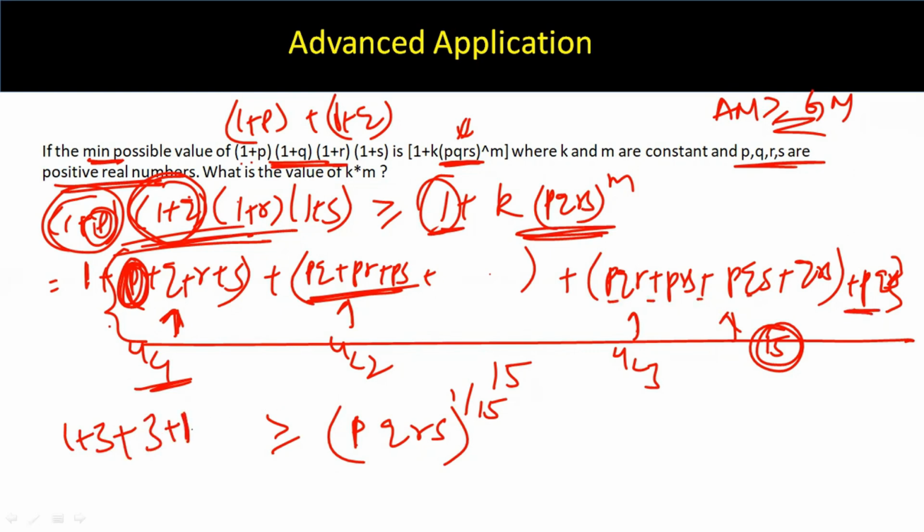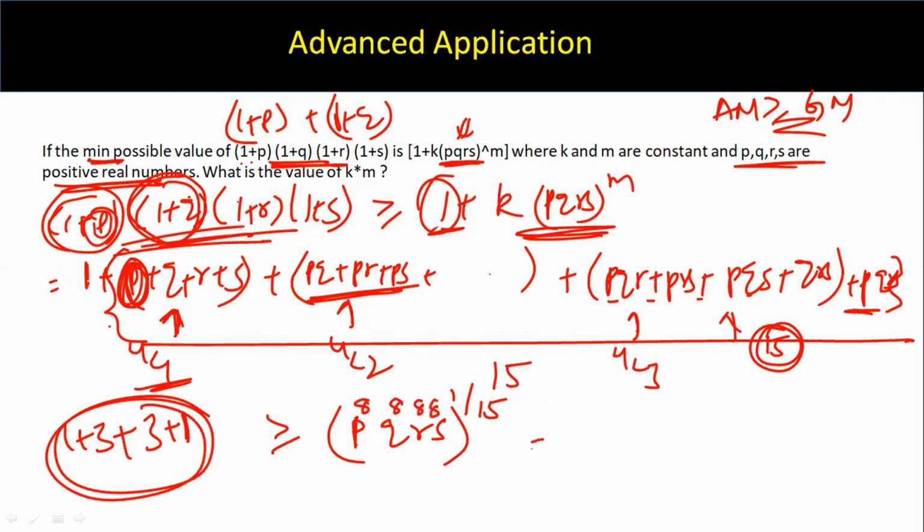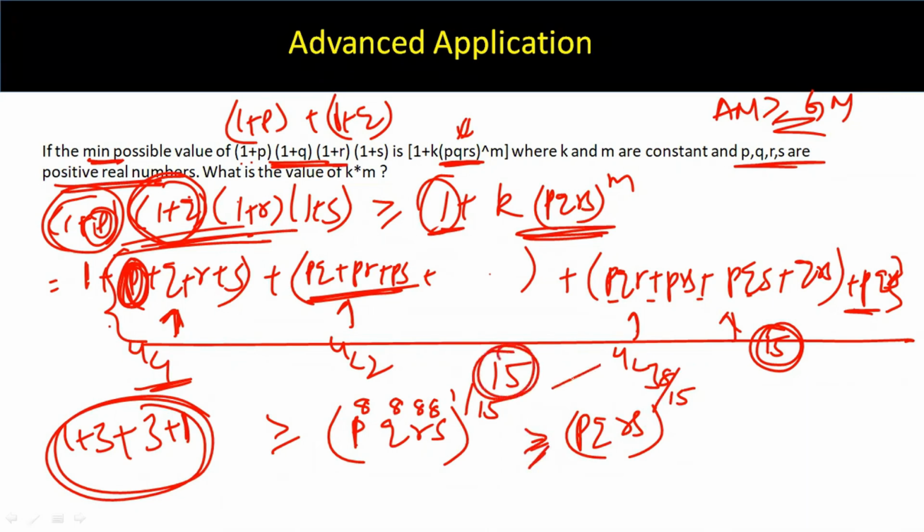So in total you will have how many terms of p? 8 terms of p जो multiply होगी. So in total you will get p to the power 8, q to the power 8, r to the power 8 and s to the power 8, which is nothing but pqrs to the power 8 by 15, right? And because ये 1 था, so this becomes greater than or equal to, ये denominator का 15 यहाँ जाएगा. So this is 15 pqrs to the power 8 by 15 plus 1. So your k is 15 and your m is 8 by 15. If you multiply them, 15 will get cancelled and the answer will be 8.